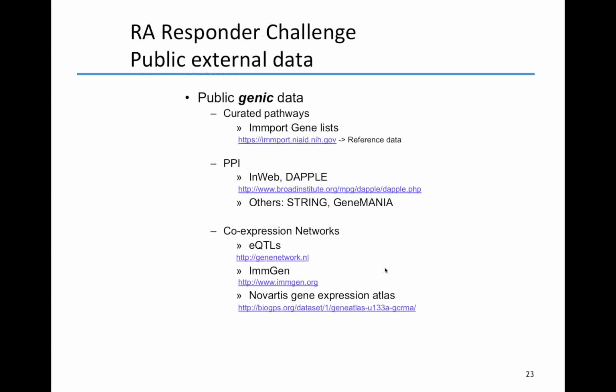Typically, what we've used for these kinds of analyses is import reference data from NIH that has pathways, including the TNF pathway, but also just a list of all immune-related genes, a list of all cytokine signaling genes, and so on. And then protein-protein interaction data. I've used most the InWeb database that was developed by Kasper Lage, but there are a lot of other databases out there.